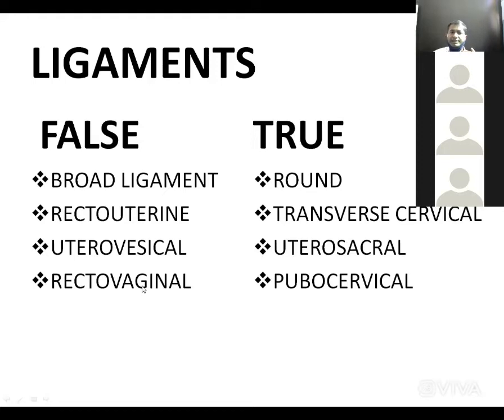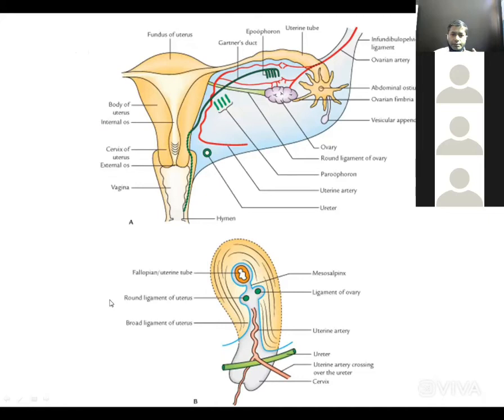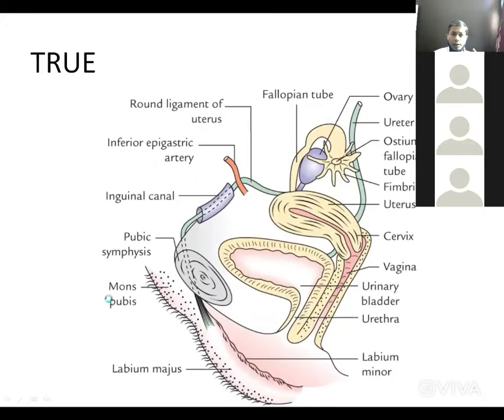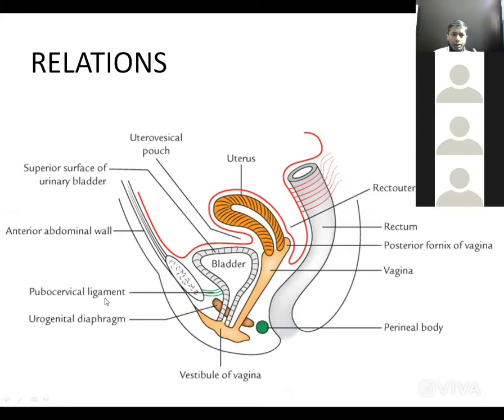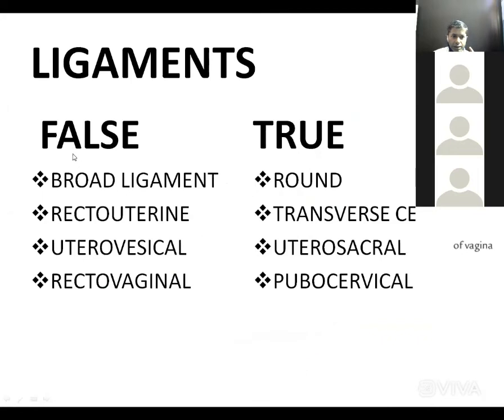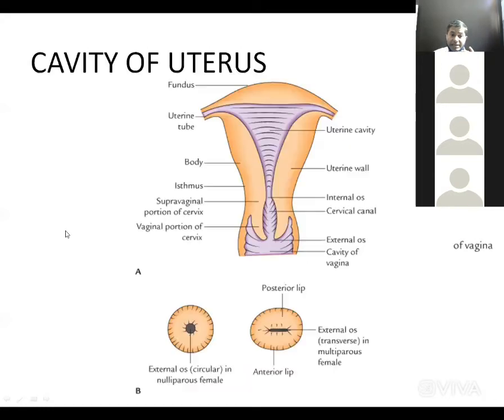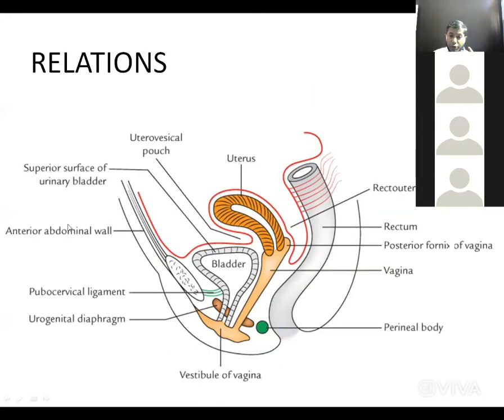Yes. Okay. Now we'll discuss. Again, I will show you this false ligament. So you can see here these three false ligaments: rectouterine, uterovesical, rectovaginal. Remember and listen carefully, please. I am not going to repeat these things again. False ligament.